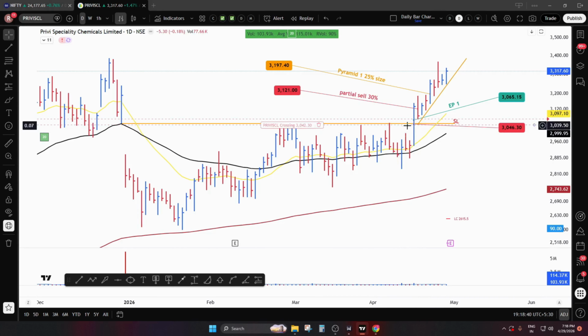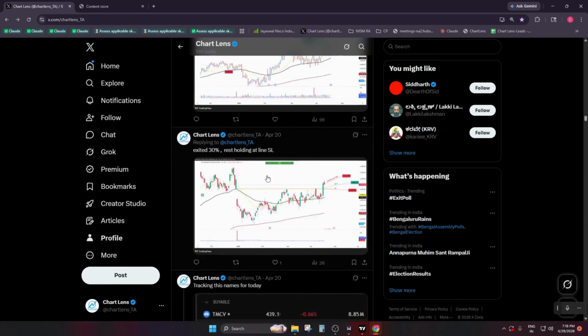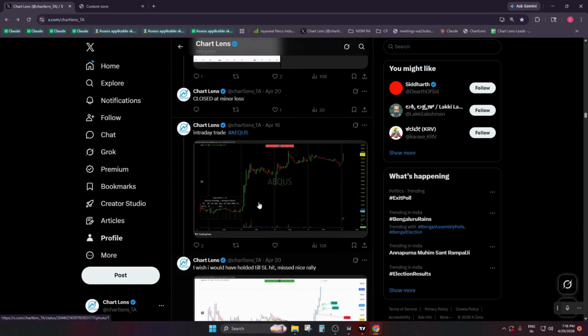I had 30% position size. Look at this, close to 9% gain. I added here also. So let's see. I think tomorrow I have earnings. Let's see. So far it's good. No issues. So Cummins India, I told you that it's my intraday.